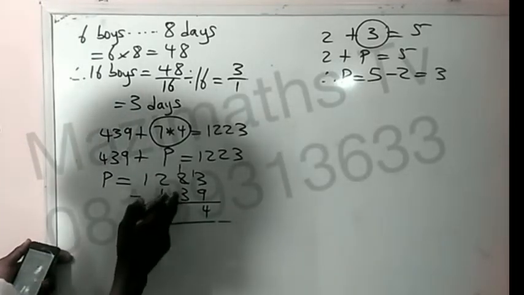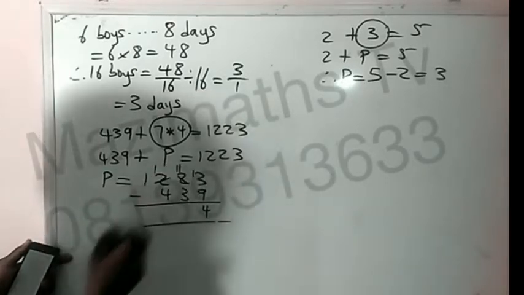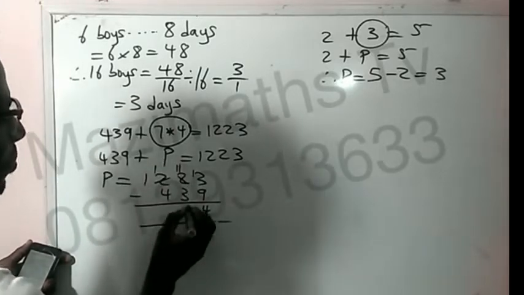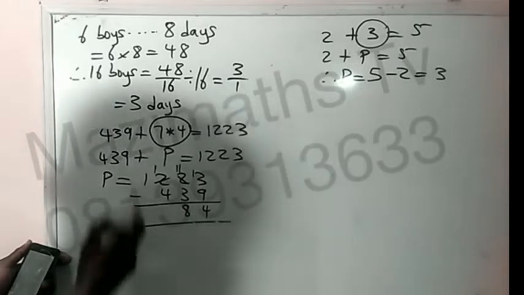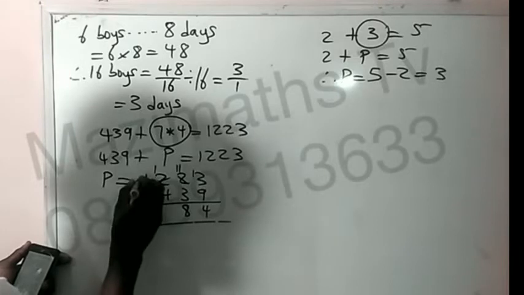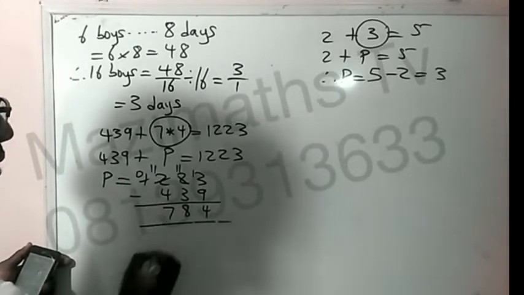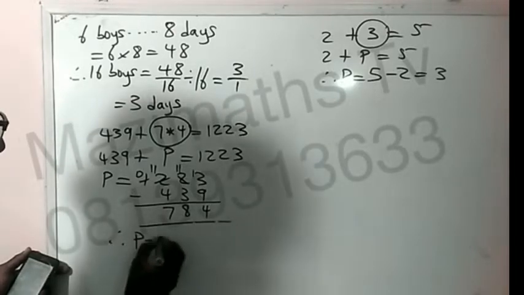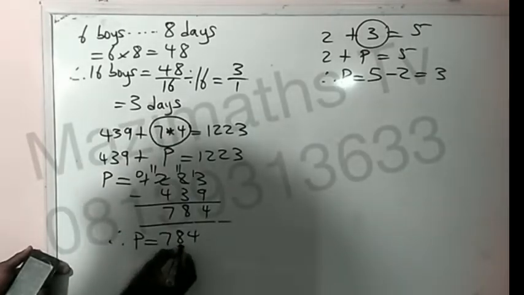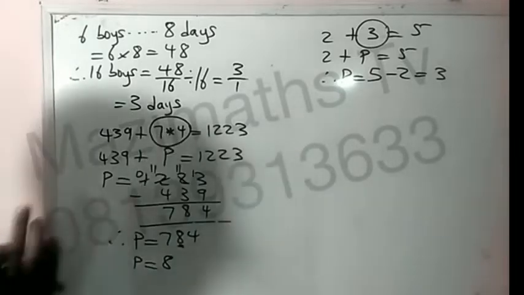Now you have 1 here. You cannot take away 3 from 1, so you need to borrow from this one. Borrow 1, this one remains 1, while this one becomes 11. 11 minus 3 is 8. Now you have 1. You can't take 4 from 1, so you need to borrow from this last one. This one becomes 0, this one becomes 11. 11 minus 4 will give you 7. So our answer is 784. We are looking for the middle number, so 8 will be the middle number. So p will now be 8.